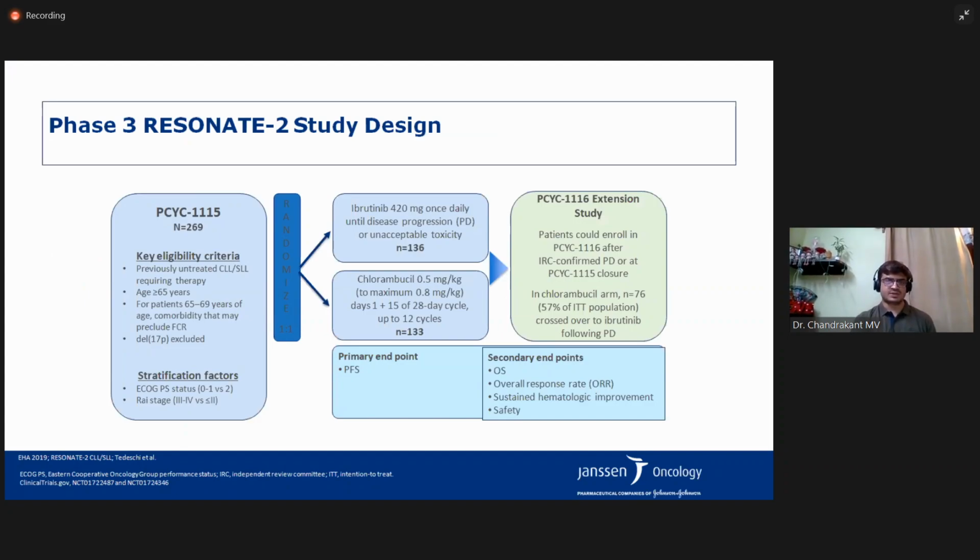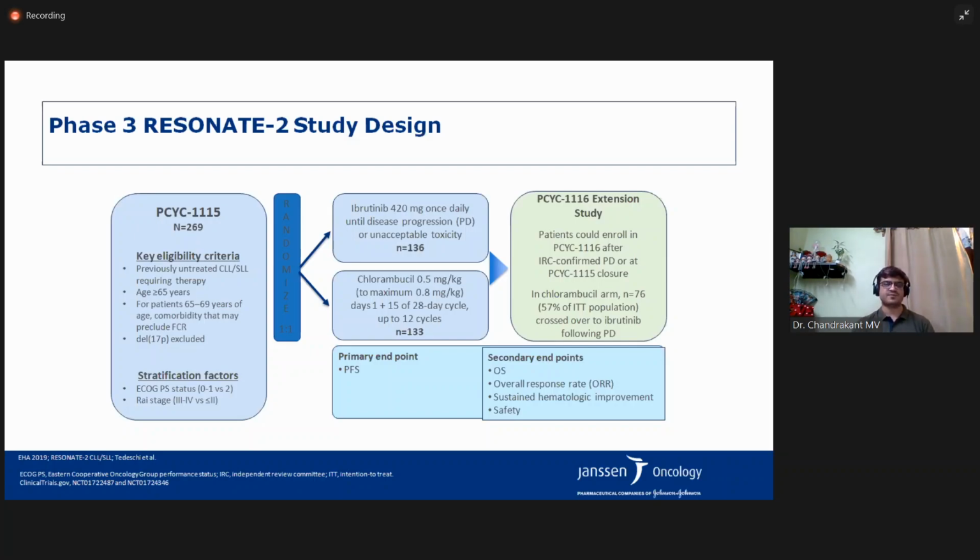So this is the Resonate 2 study design. So the eligibility criteria was previously untreated CLL or SLL, age more than 65 years. For patients 65 to 69 years of age, comorbidity that may preclude FCR was included, and so the patient should not be eligible for FCR because we are giving chlorambucil in the comparator arm, and the deletion 17p was excluded, and the stratification factors were the ECOG performance status and the Rai stage.